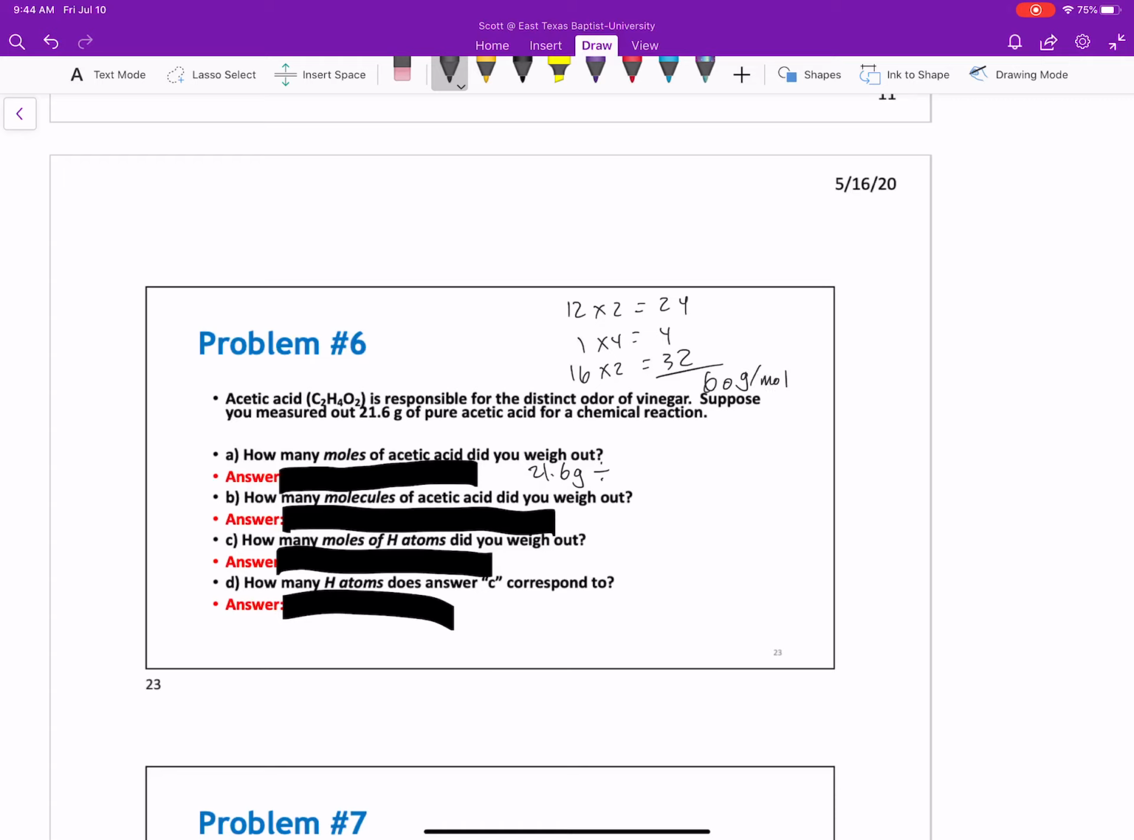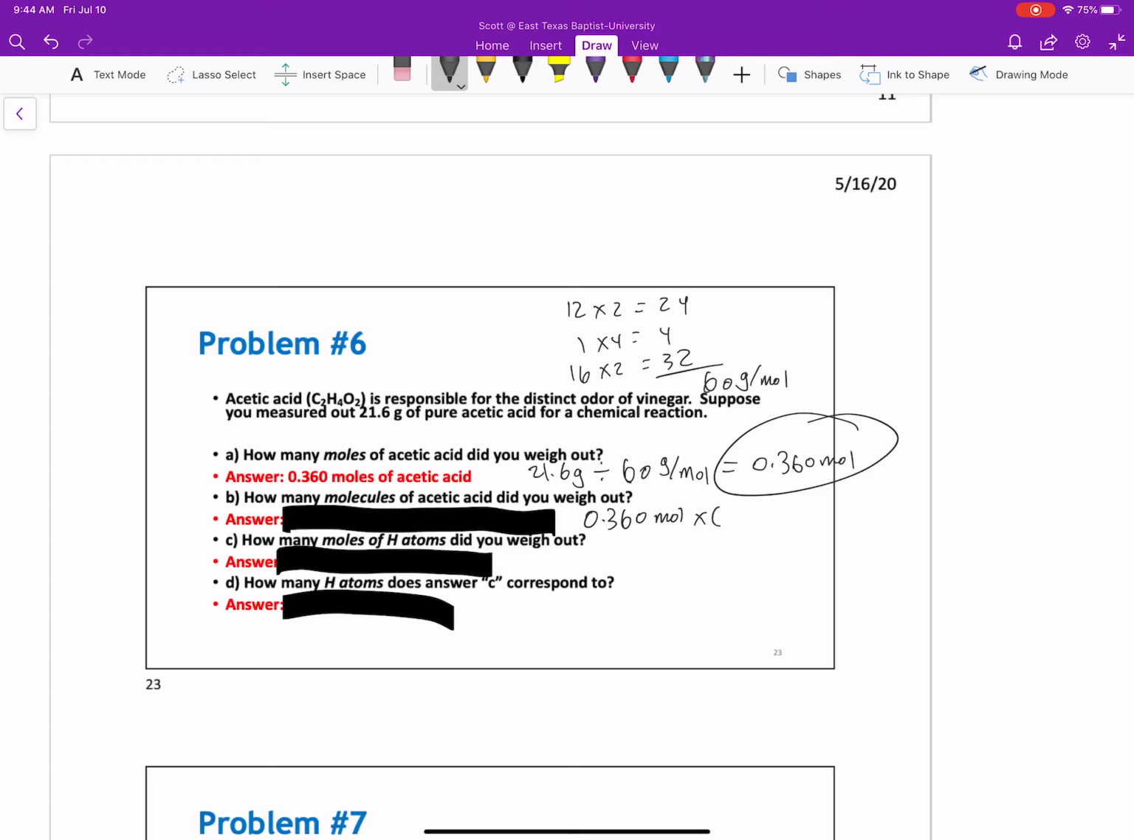So we're going to take 21.6 divided by 60 grams per mole, and that'll get you your answer. I'll type it in my calculator, 21.6 divided by 60, and I got 0.36. Hopefully that's the same answer. Yeah, there you go. And units are important, so 0.360 moles of acetic acid. Next, how many molecules of acetic acid did you weigh out? According to that diagram on slide 17, we're asking for molecules, so I can take the number of moles and multiply by Avogadro's number. I've got the moles right here, 0.360 moles.